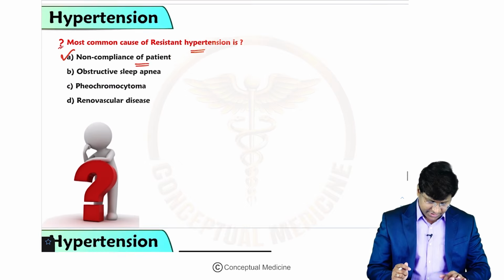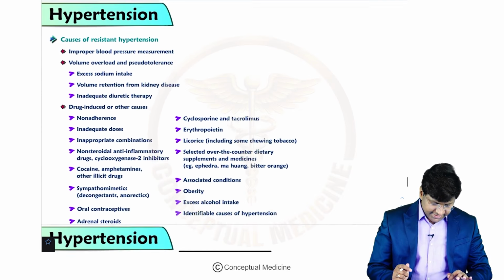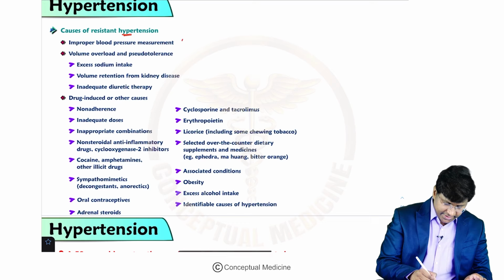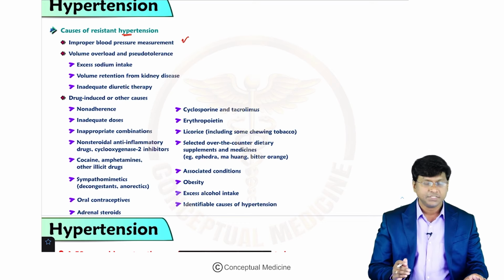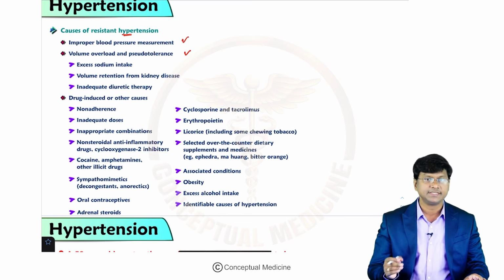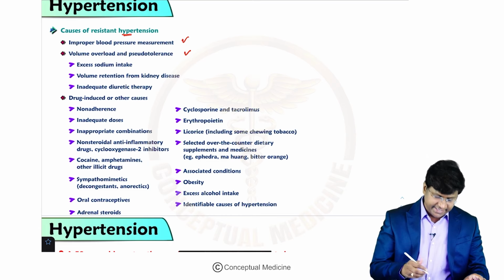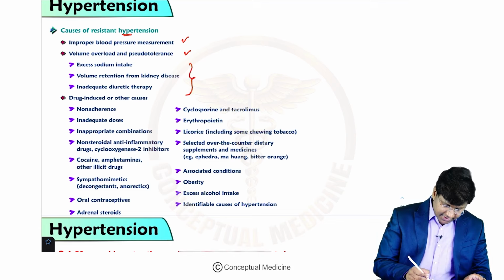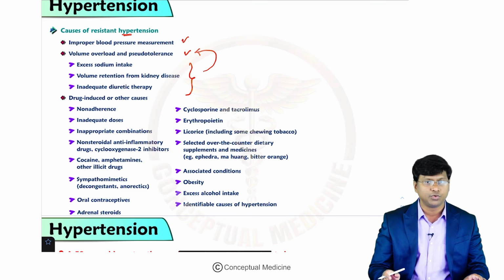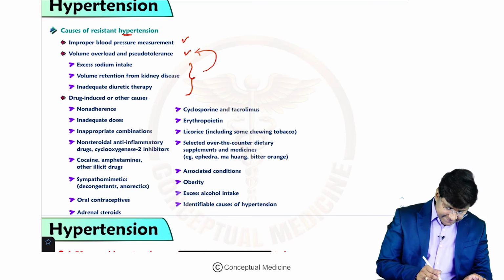Drugs. Okay, you see here, these are all the causes of resistant hypertension. Number one, improper blood pressure measurement, then volume overload and pseudo tolerance. That is, the individual is consuming excess amount of sodium, or there is volume retention from kidney disease, or inadequate diuretic use. All these will cause the volume overload. Then followed by that, drug induced or other causes.